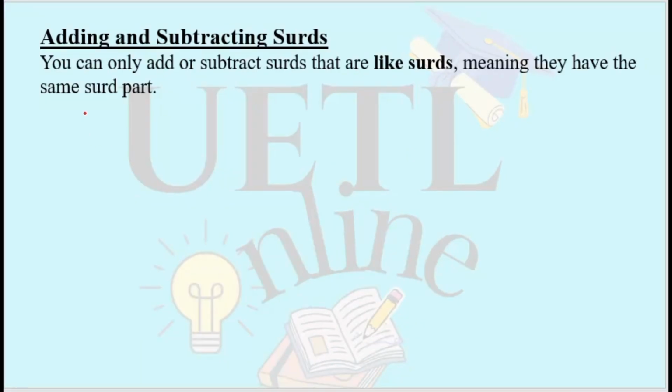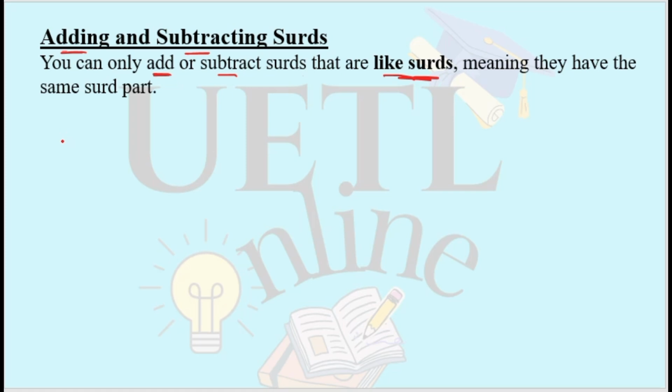Next, our concept is adding and subtracting sets. Let's learn about adding and subtracting sets. These are the same. Adding and subtracting is just the same. When you understand maths very well, you know that adding and subtracting are just the same. The only thing is you can only add and subtract sets that are like sets, meaning that they have to have the same set part.